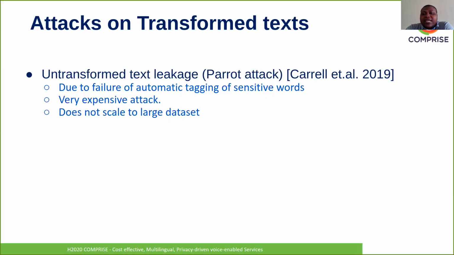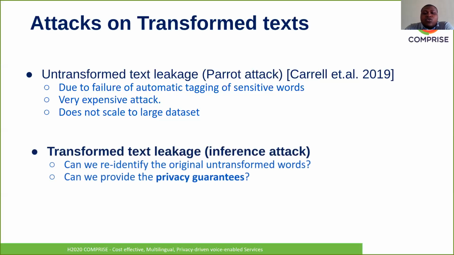And Carroll showed in their paper that if you label the transformed data set, and you use it to train a new model, and now use this to predict the tags of the sensitive words, the same mistakes of the original classifier can also be made by the classifier that an adversary used. But the problem is that this approach is very expensive because you have to label a data set, and it doesn't scale to large data sets.